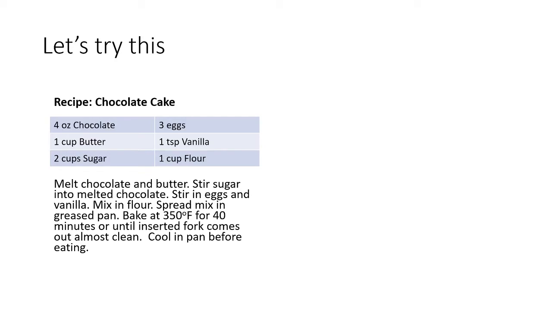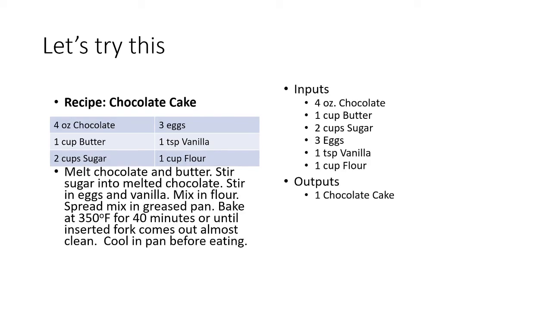So let's take a look at our cake again. If we start with our chocolate cake, we see that we need 4 ounces of chocolate, 1 cup of butter, 2 cups of sugar, 3 eggs, 1 teaspoon vanilla, and 1 cup flour. We're going to melt together the chocolate and butter, stir the sugar into the melted chocolate, stir in eggs and vanilla, mix in flour, spread it on a greased pan, and bake at 350 for 40 minutes or until an inserted fork comes out clean. Cool the pan before eating. Obviously, if you don't cool the pan before eating, you're going to burn yourself, and it will not be good eats.